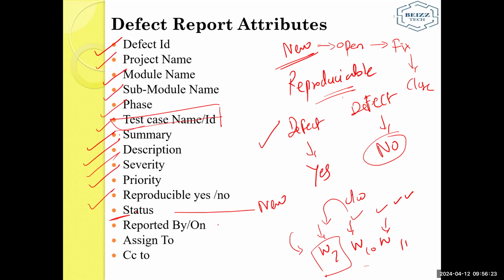And then you can write reported by whom, assigned to whom, and the CC, the person to whom we are passing this particular report. So these are the different attributes available in the defect report.